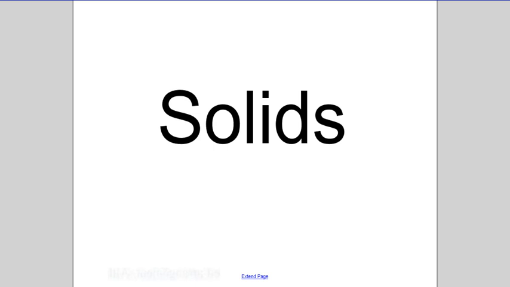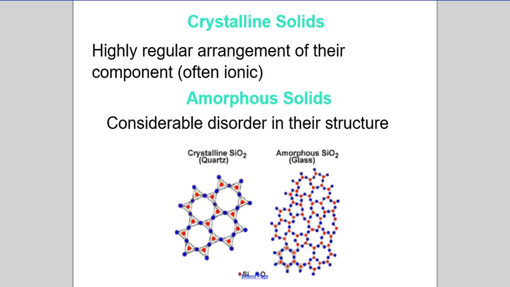Solids. Okay, the other half of this whole thing. So looking at the relationship between IMF and solids, starting off with crystalline solids and amorphous solids. Crystalline solids are very, very organized. Ionic compounds do this because their charges are so strong. So they're extremely organized and well regulated.